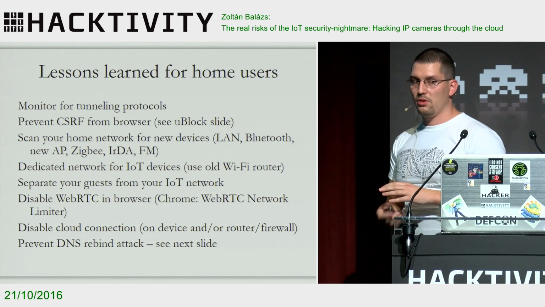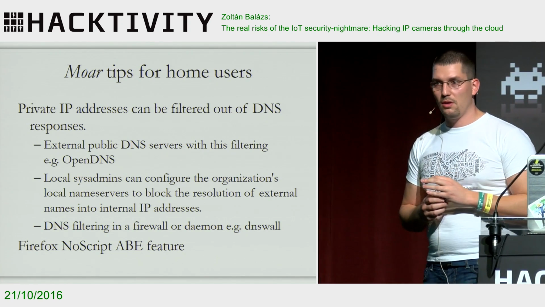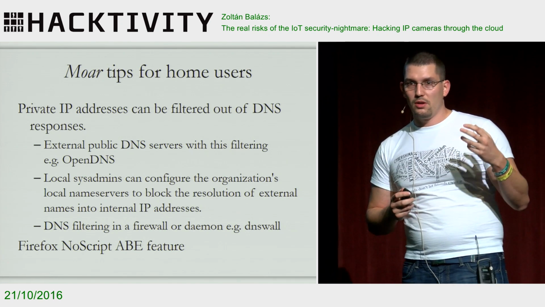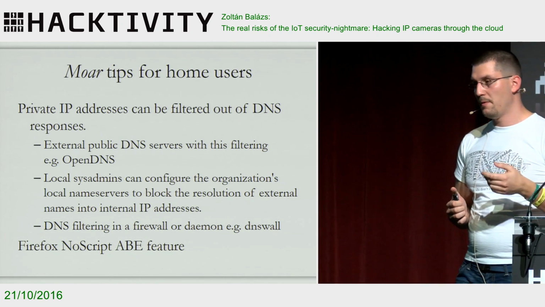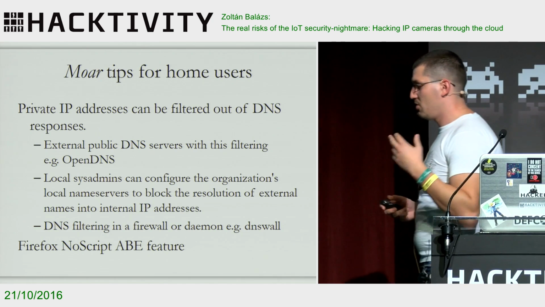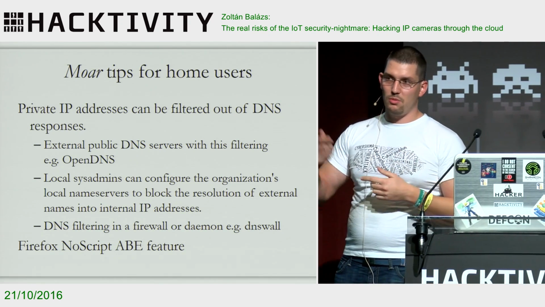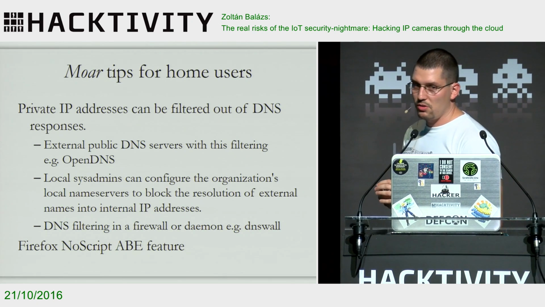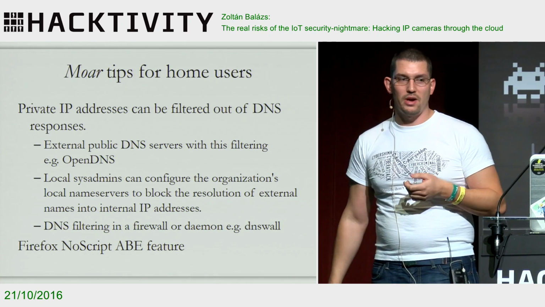In order to prevent DNS Rebinding attacks, you can do a lot of things. The basic idea is that whenever you get DNS responses from the internet, then you should filter out the private IP addresses, because there is no legitimate way when you get private IP addresses from a public DNS service. And you can use, for example, OpenDNS for that, or the Firefox NoScript extension, or you can configure your own firewall for that.